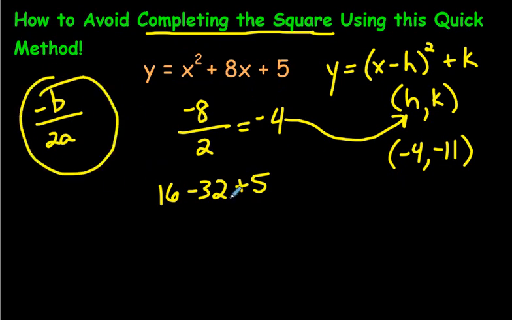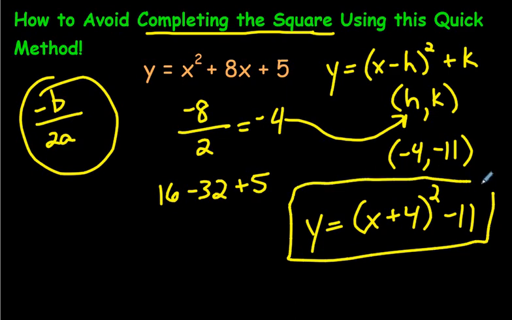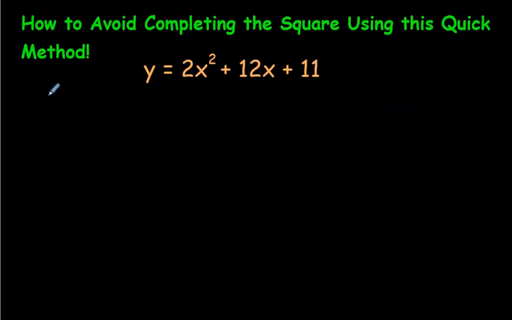It's really cool. If you had to write something in this form right here, you would go x, now change the sign, instead of negative 4 it would be plus 4 squared, minus 11. And then you would have vertex form really quickly, just by throwing these numbers in these two spots. Do you want to try this with another one? It's up to you. Remember, the formula is negative b over 2a.